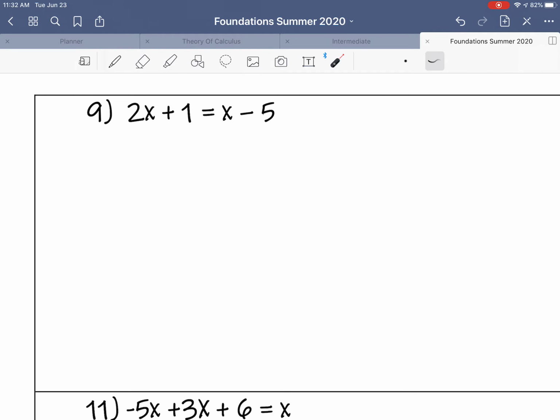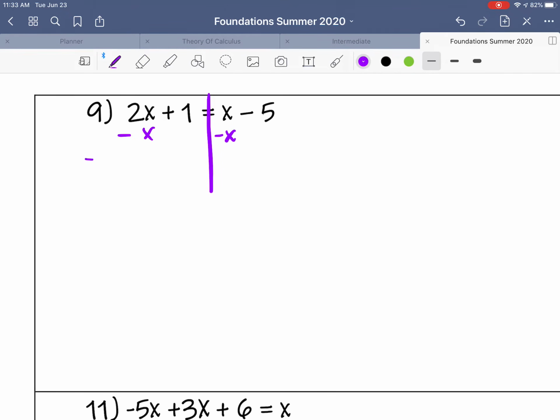Now, that's not the only way you can do this. Let's say you saw the 1 and you want to move the 1 over here, or the negative 5 over here, or the 2x over here. There's so many ways you can do this. It does not matter. I like to have my x's on the left side and my constants on the right side. It's just a preference. Doesn't matter. So in order to move the entire x, I'm going to use additive inverses.